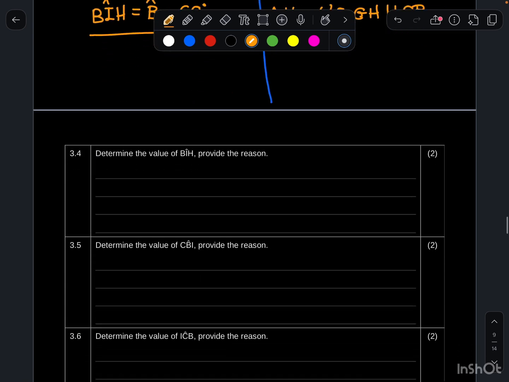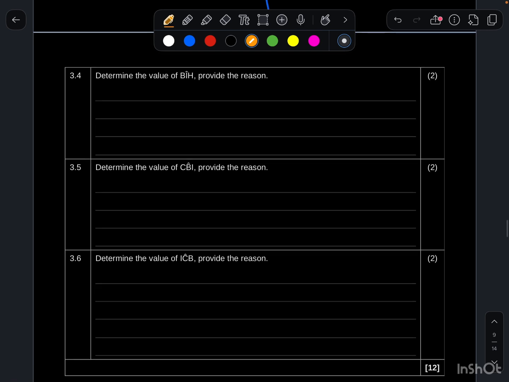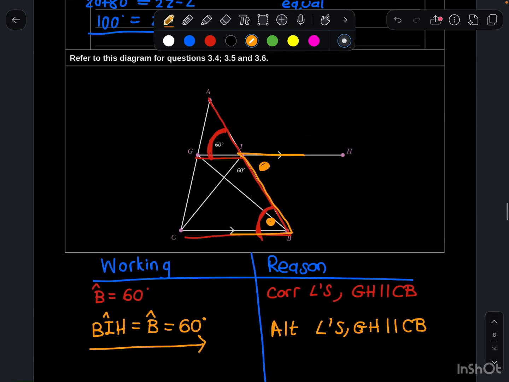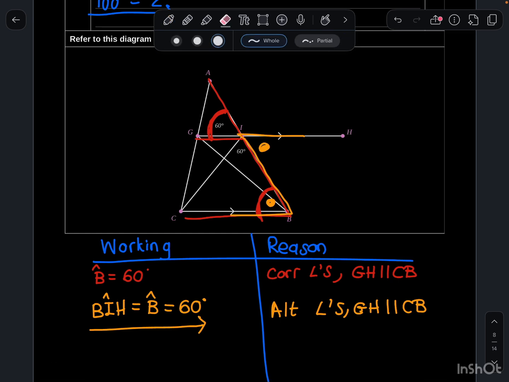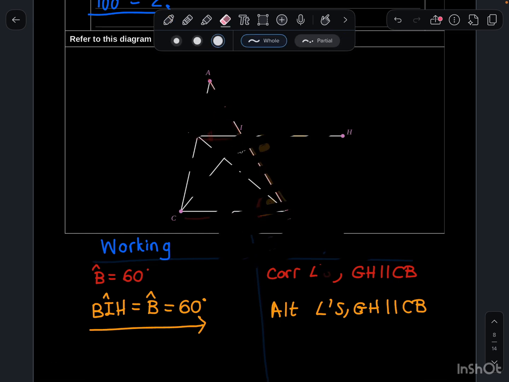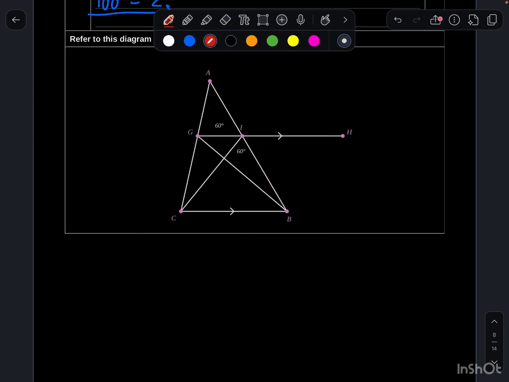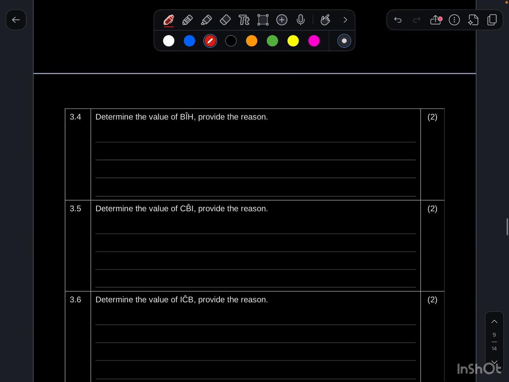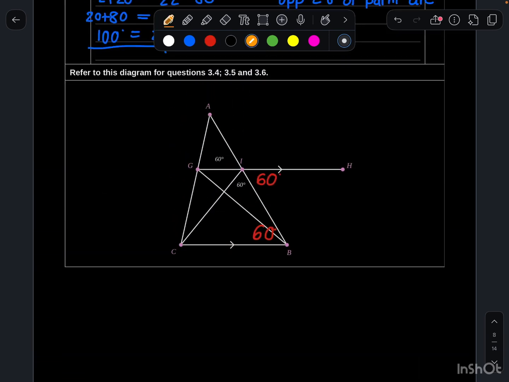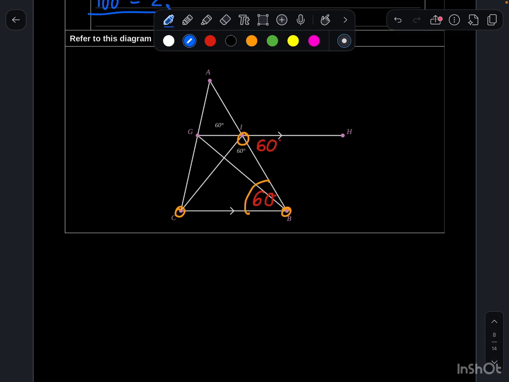Let's see what they want for 3.5. Determine the value of CBI and provide the reason. Okay, so let's get some space here. Just fill in that this is also 60 degrees and that this is also 60 degrees. Okay, they want angle CBI. So that is this one, CBI. And we have already worked that out. So that is 60 degrees. So this one's a pretty easy one to do.